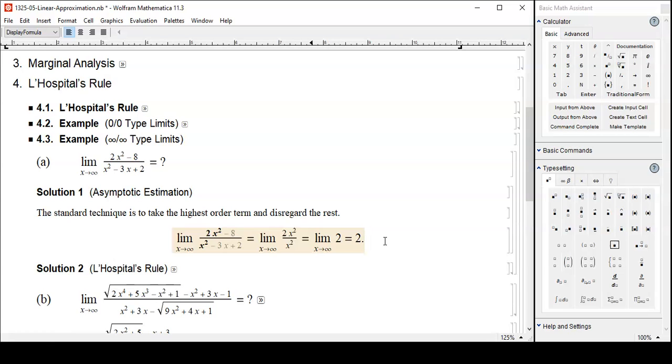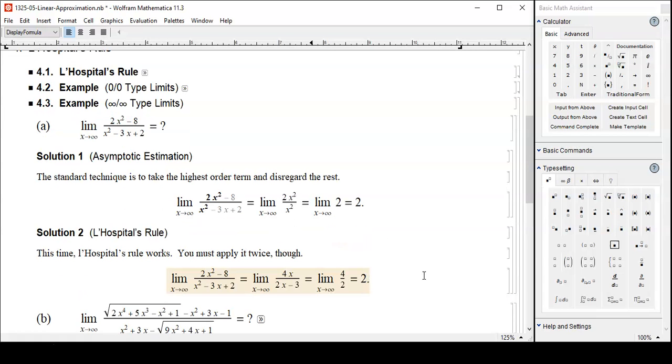Now, will L'Hopital's rule improve this computation? Actually, it does not. It works, but it does not improve this computation. Take the derivative, so we have 4x over 2x minus 3. But then again, that is an infinity over infinity type limit. So let's take the derivatives again. 4 over 2. Okay, that works, and we get the same answer as before.